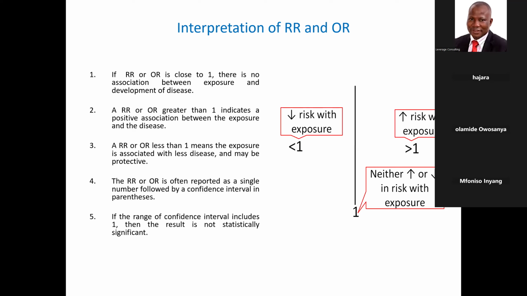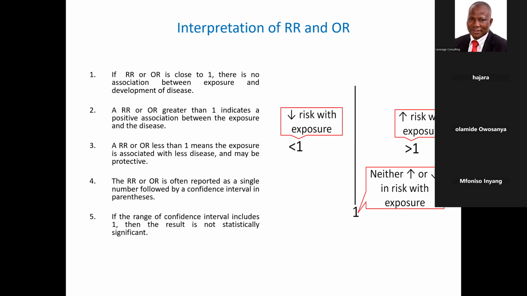So if your odds ratio or relative risk is 1, it means that the two risks are the same. There's no association between the risk and exposure. Both the exposure group and the non-exposure group have the same risk. That shows that the exposure is not doing anything, it's not related to the disease. So relative risk or odds ratio of 1 means there's no association.